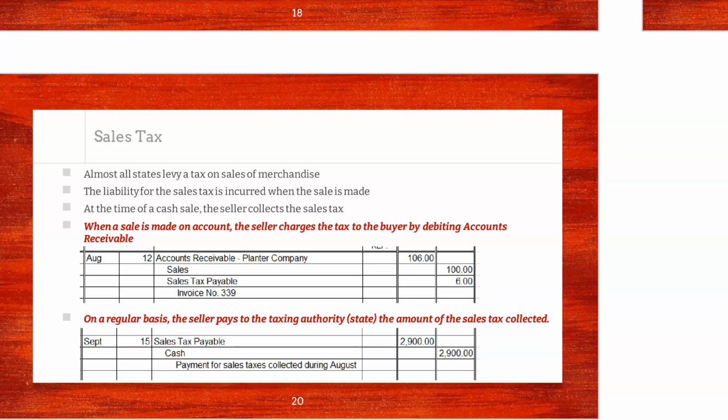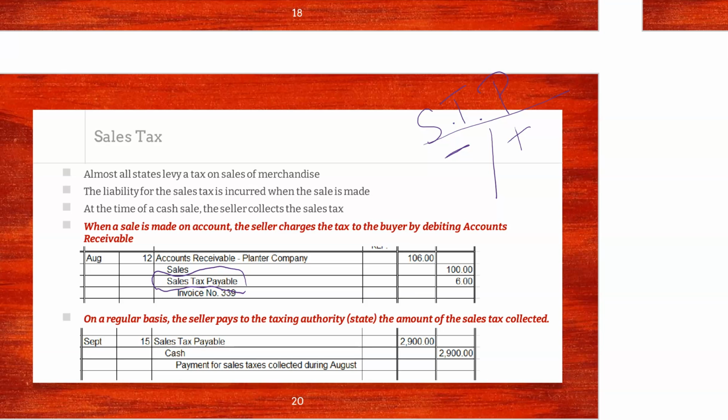So when a sale is made on account, the seller charges the tax to the buyer by debiting accounts receivable, because even though we don't get to keep the money, we are still responsible for collecting the money. So if we had a sale of $106 and 6 of it was sales tax, that would be a debit to accounts receivable for 106 and a credit to sales for 100. And then we see this new account, our sales tax payable account. Just like any liability account, sales tax payable is decreased on the debit side and increased on the credit side. It's a liability. We have to pay it off.